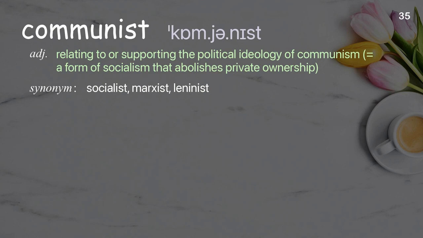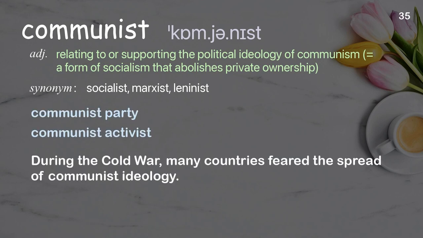Communist. Relating to or supporting the political ideology of communism, a form of socialism that abolishes private ownership. Examples: Communist Party. Communist Activist. During the Cold War, many countries feared the spread of communist ideology.